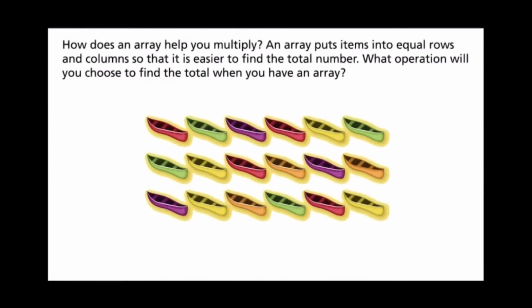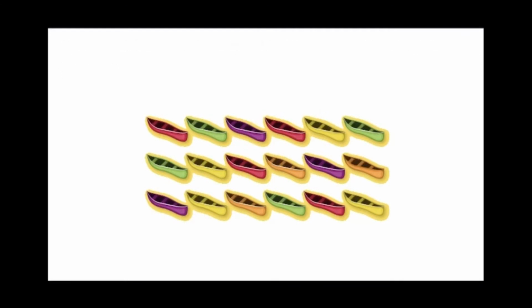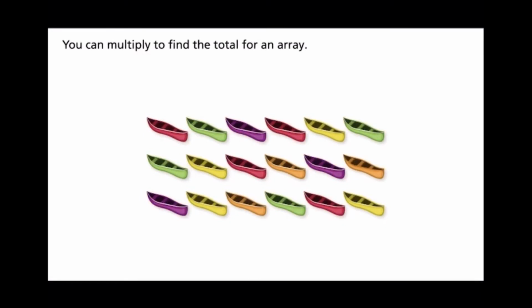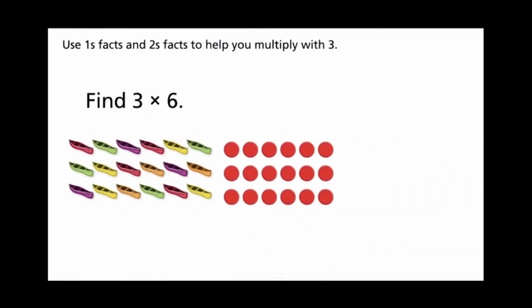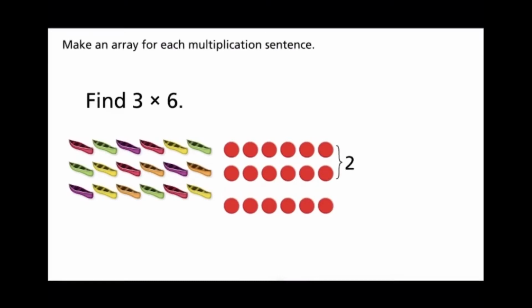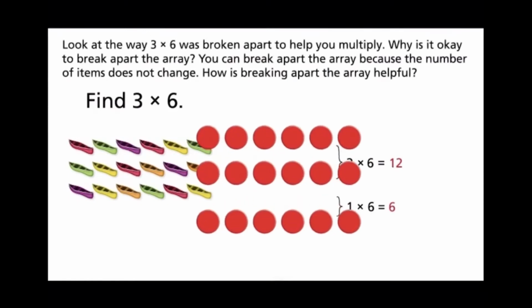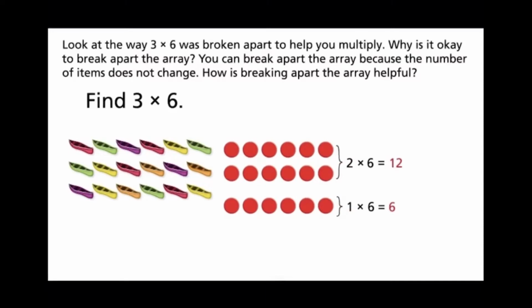How does an array help you multiply? An array puts items into equal rows and columns so that it is easier to find the total number. What operation will you choose to find the total when you have an array? You can multiply to find the total for an array. Find 3 times 6. Use 1's facts and 2's facts to help you multiply with 3. Make an array for each multiplication sentence. Look at the way 3 times 6 was broken apart to help you multiply.